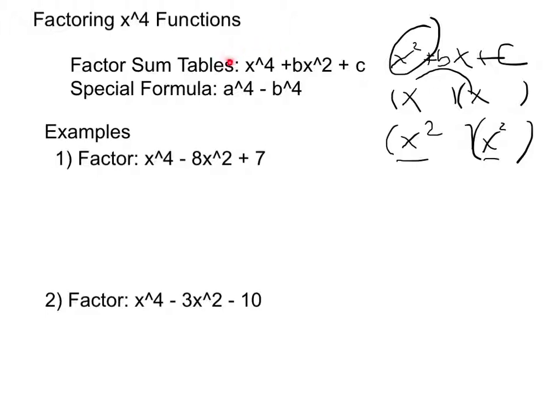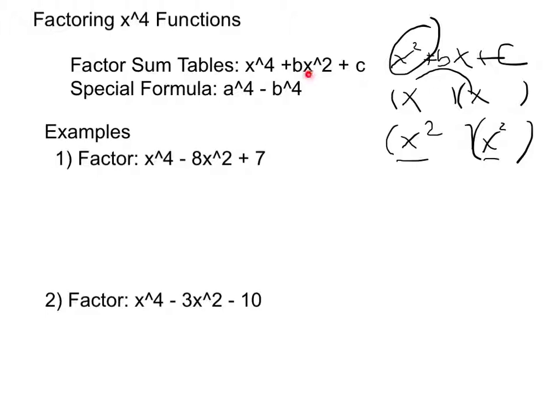Sure. So all I'm going to do when I have x to the fourth plus bx squared plus c is use factor sum tables, just like I have with previous trinomials that started with just x squared. But now I'm going to put an x squared in the front of each instead of an x. I'm also going to have to always double check that each factor I get can't be factored further. And I'll show you what that means in a couple examples momentarily.